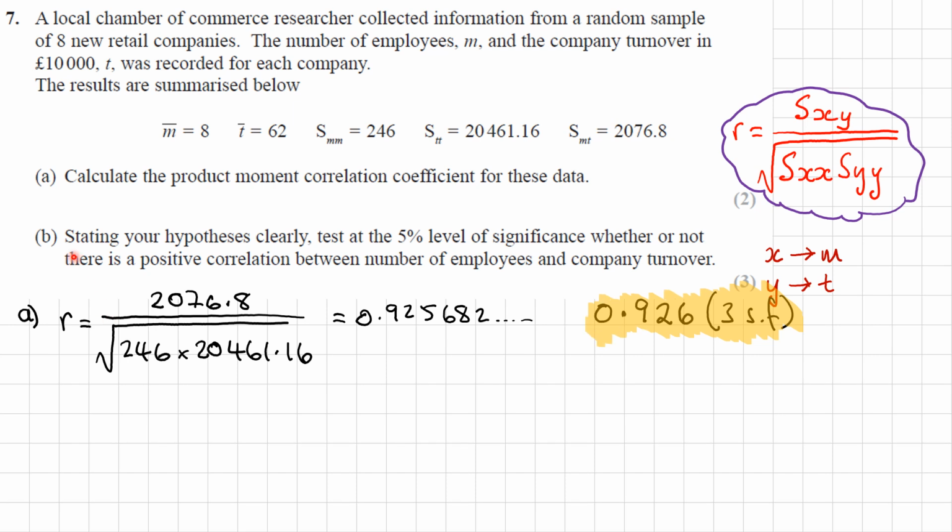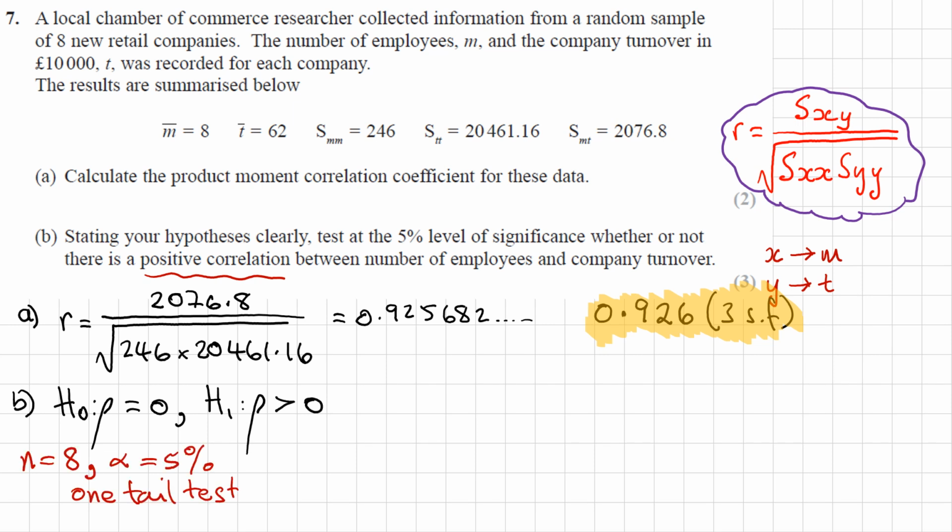Part B, stating your hypothesis clearly, state at the 5% level of significance whether or not there is a positive correlation between the number of employees and the company turnover. Okay, so we'll start with H0 and H1. H0 is going to be that rho is equal to 0, and H1, since we're looking for a positive correlation, is that rho is greater than 0.